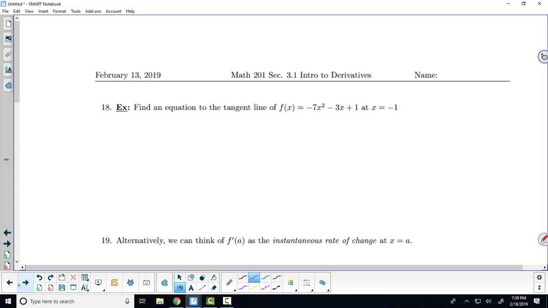So let's go ahead and find an equation to this tangent line. We're going to use y minus f of negative 1 is equal to f prime of negative 1 times x minus negative 1.